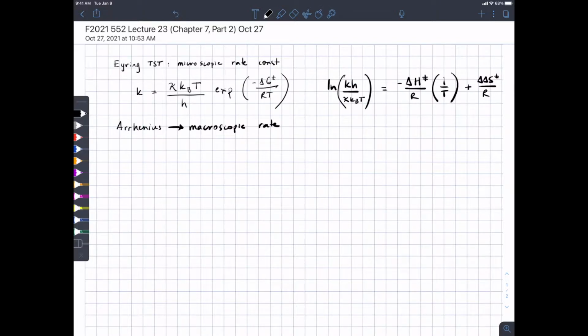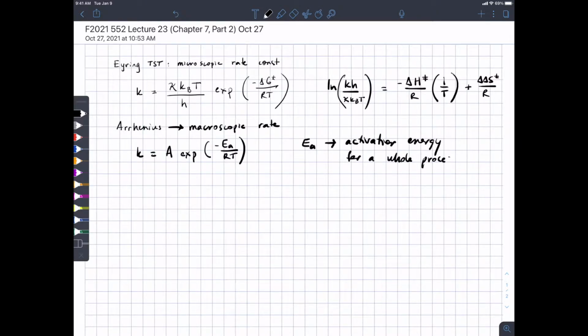But in any case, for the Arrhenius, we're going to say the rate constant equals some pre-exponential factor, then exponential minus energy of activation over RT. This is not free energy, it's just called activation energy, and it represents a whole process rather than an individual step.